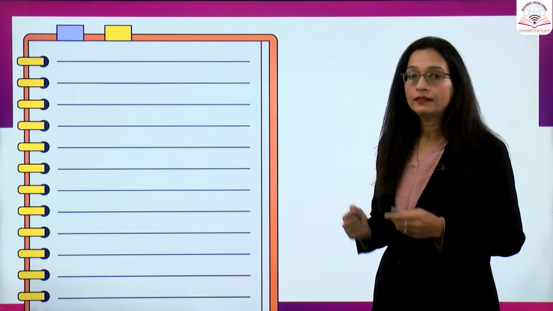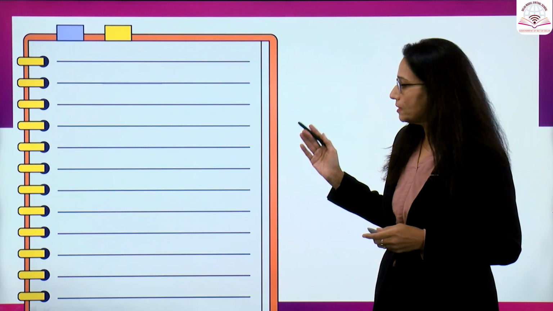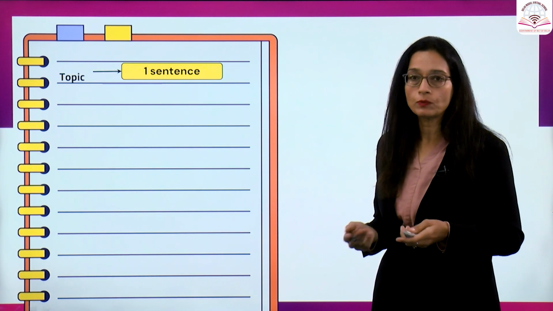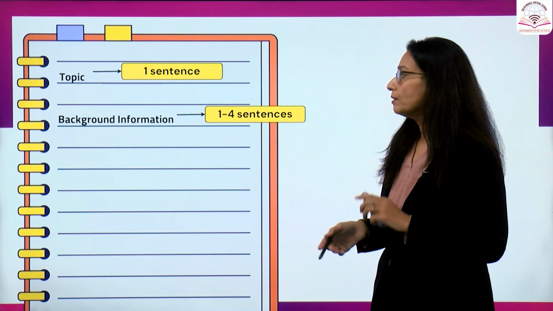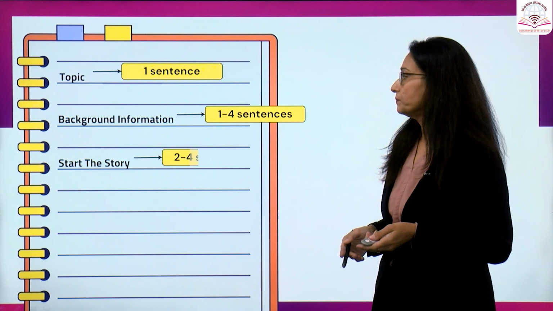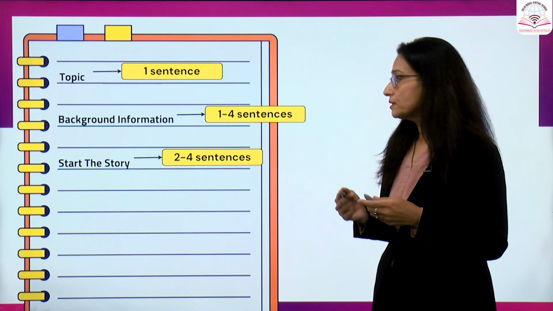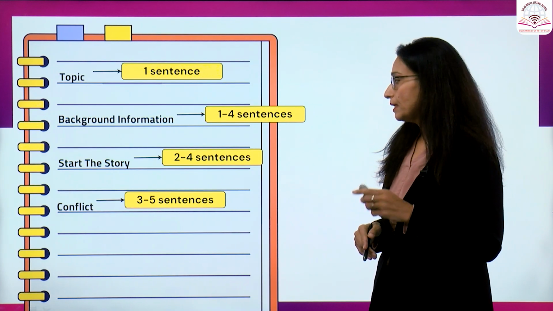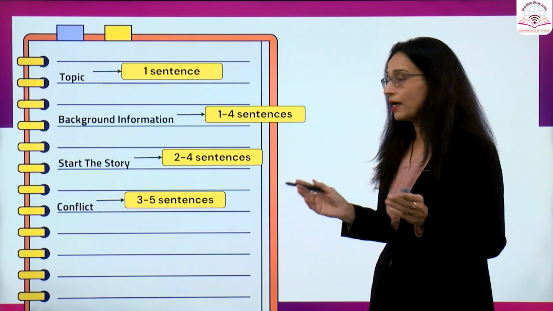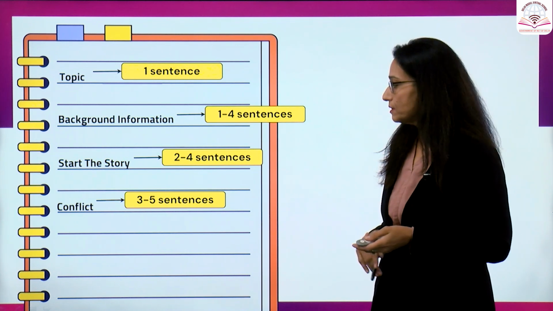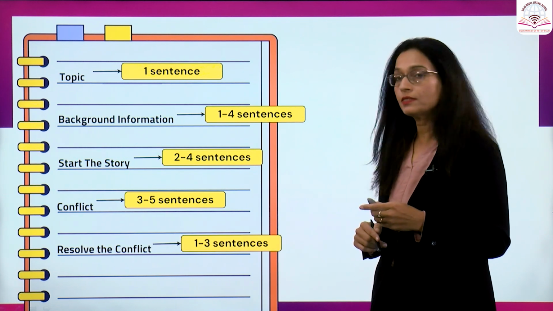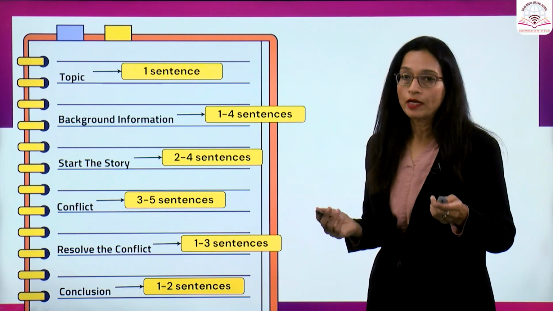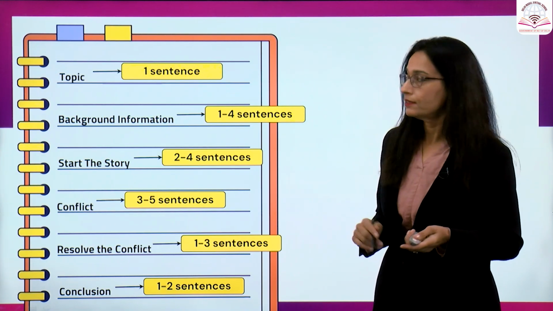Now, when we write a narrative paragraph, it looks something like this. There is a topic sentence which might be just 1 to 2 sentences. Then the background information is there. We start the story, start developing it in 2 to 4 sentences. Then there is conflict, which might take 3 to 5 sentences. Then the resolution is there, and finally the conclusion, which might be 1 to 2 sentences.